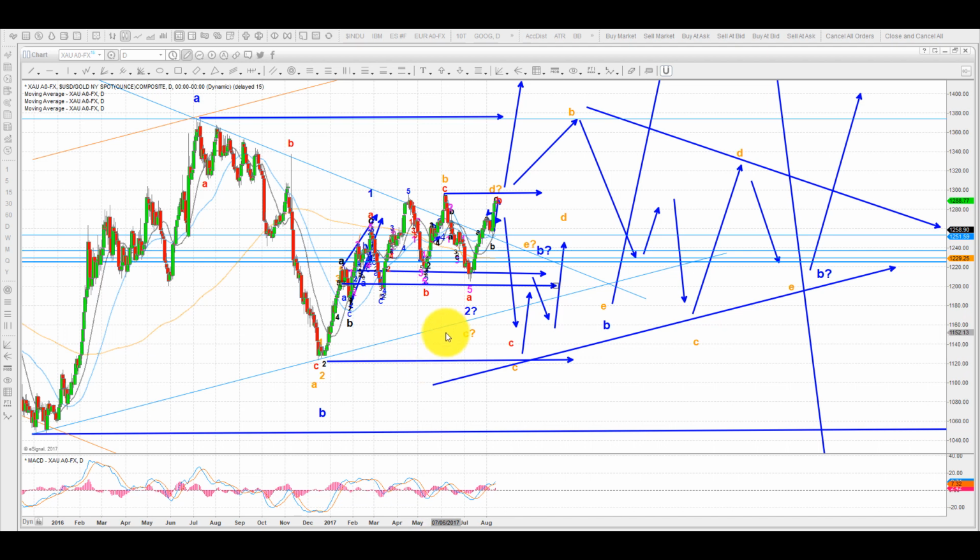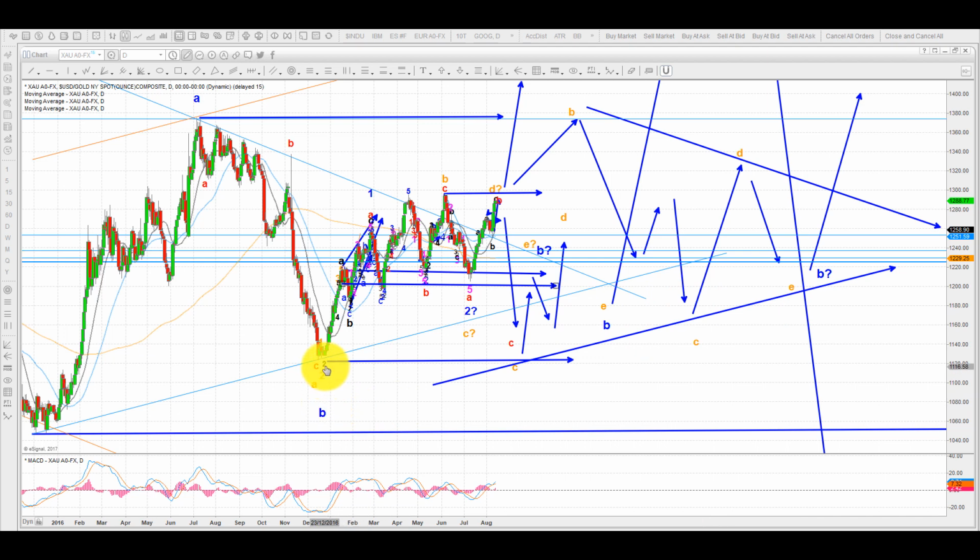Okay, this is gold, spot gold on the daily scale, and you see a lot of arrows here. There are effectively three possible, if not four possible scenarios for the termination of the B. I hope it is not a surprise to you that we are dealing with the B here. So I'll walk with you discussing each one of the options.